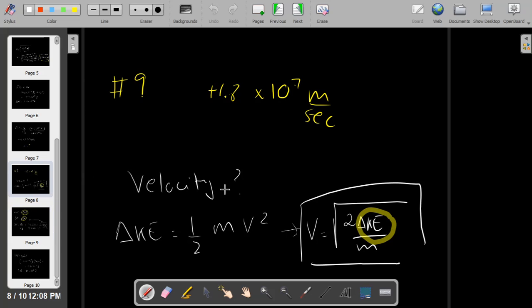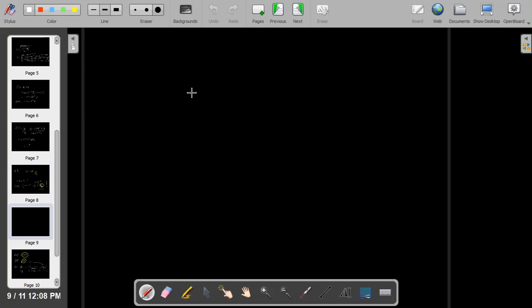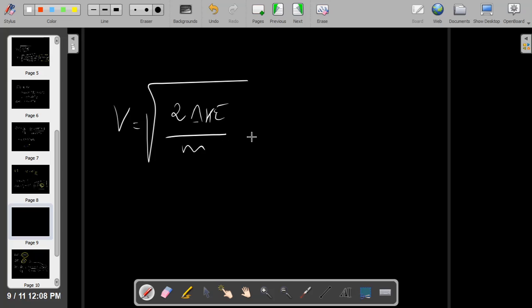Maybe this one, yeah. I have my kinetic energy, I can place it in the velocity and find my velocity. So, new page. My velocity equals the square root of 2 times my change in kinetic energy divided by the mass of the particle that is moving. So I have every single thing I need.